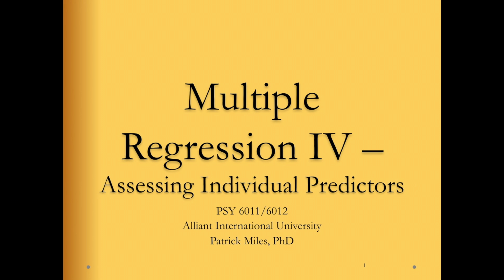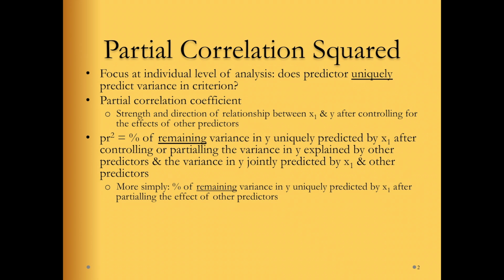Hi, this presentation continues the series on multiple regression and focuses on the statistics we use to assess the relative importance and contribution of individual predictors in the model. The second level of analysis in multiple regression is at the level of individual predictors, in which our focus is the extent to which a single predictor uniquely predicts variance in the criterion.